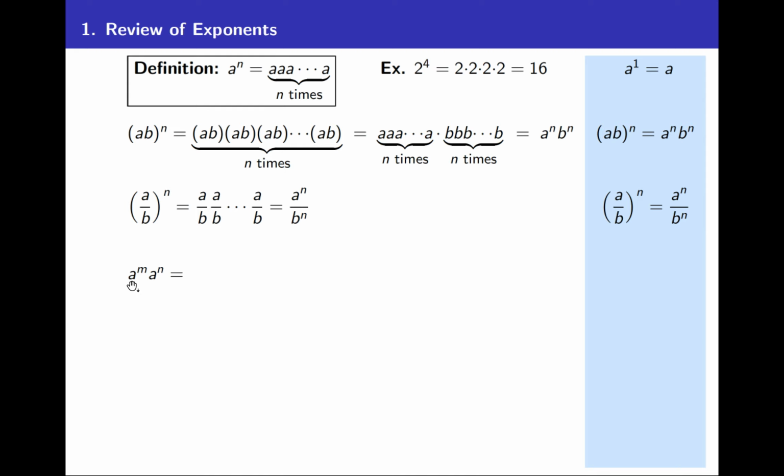If ever you have a to the power of m times a to the power of n, that a to the power of m is a times itself m times, and then it's multiplied by a to the n, which is a times itself n times, and altogether you have a times itself m plus n times. So a to the power of m times a to the power of n equals a to the power of m plus n. We'll record that right here.